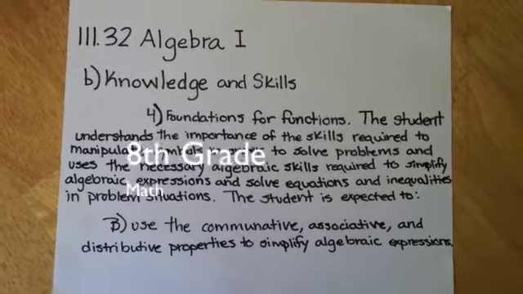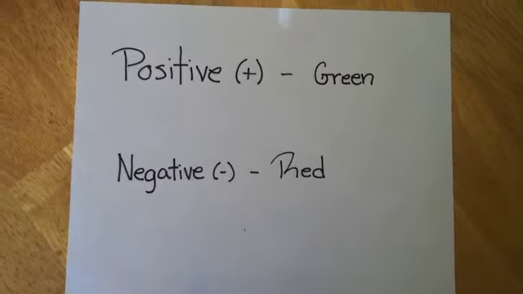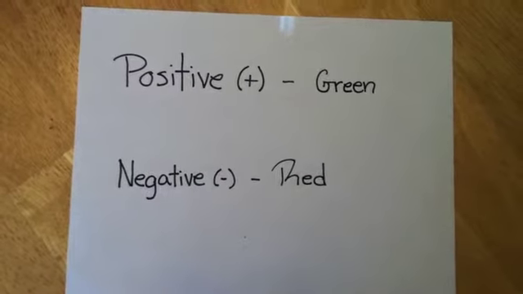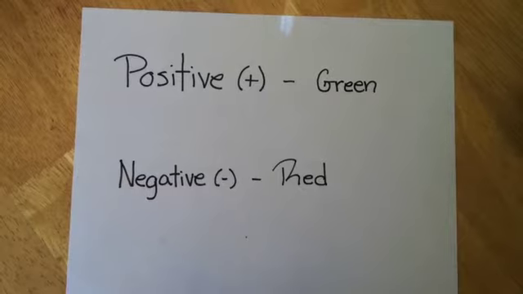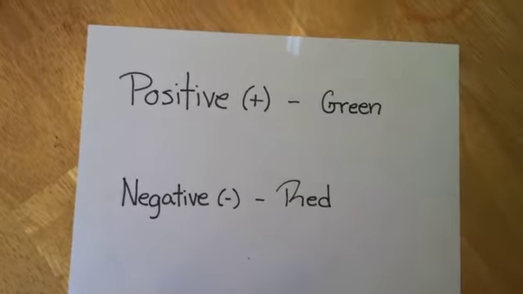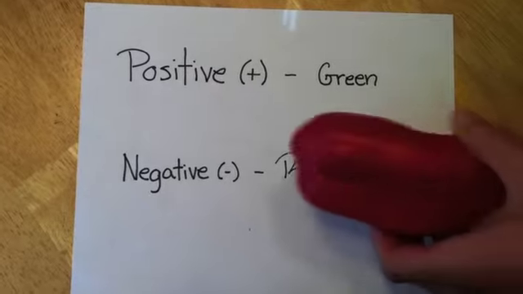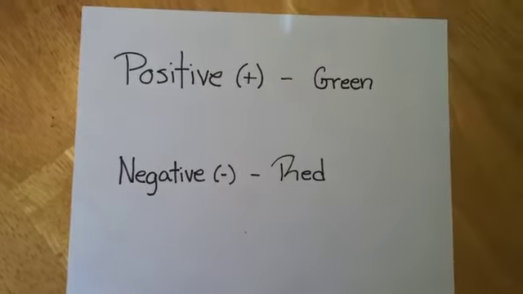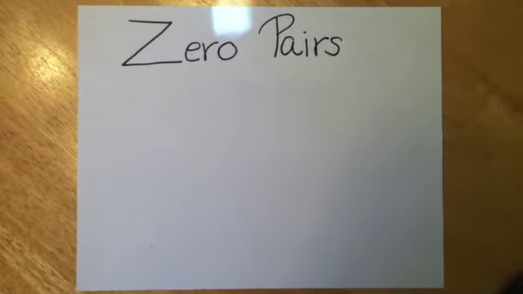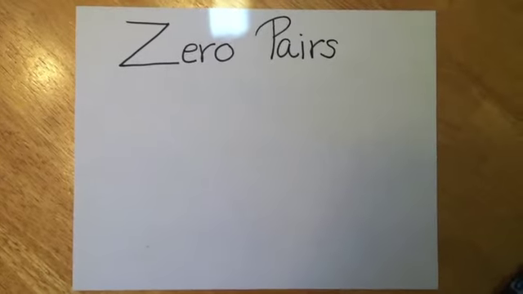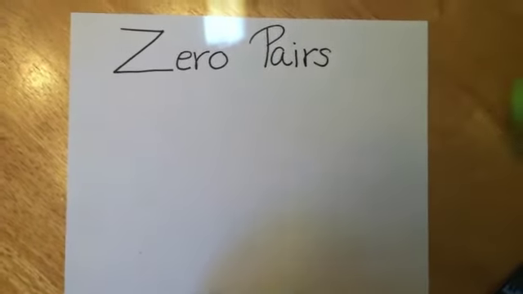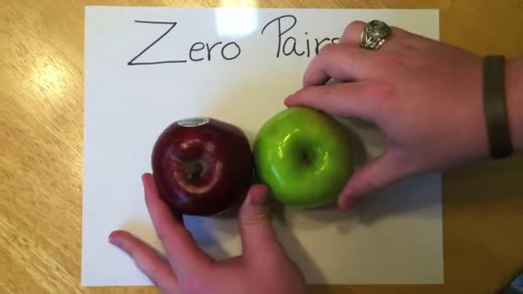8th grade math. In our model today, values with positive coefficients will be represented by green objects, and values with negative coefficients will be represented by red objects. An important part of this lesson is going to be understanding what a zero pair is. A zero pair will be represented in our lesson by a corresponding pair of red and green apples.